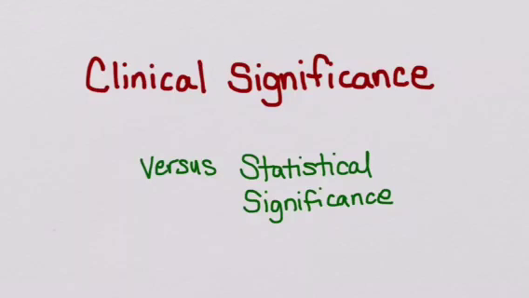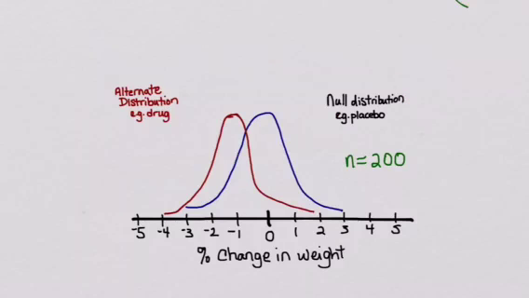So in this video, we're going to talk about the difference between clinical significance and statistical significance. So far we've been discussing statistical significance. In the last few videos, we've talked about power, which is the ability to reject the null hypothesis when it isn't true, or in other words, the ability of our test to detect a statistically significant effect. And we saw that power depends on beta, alpha, the effect size, and the sample size.